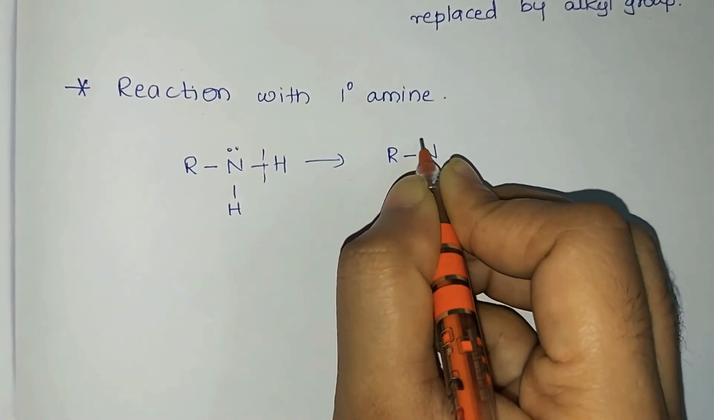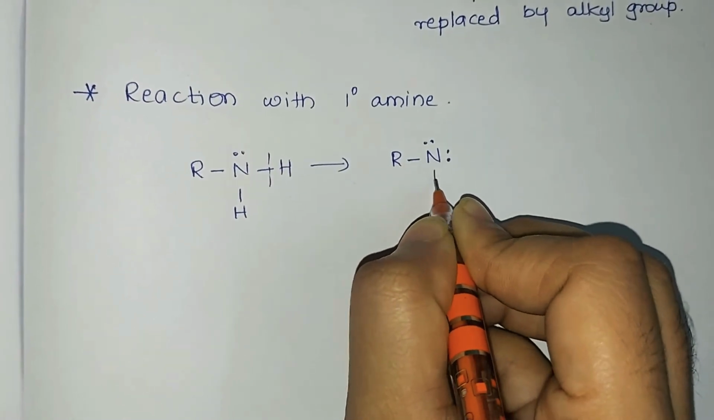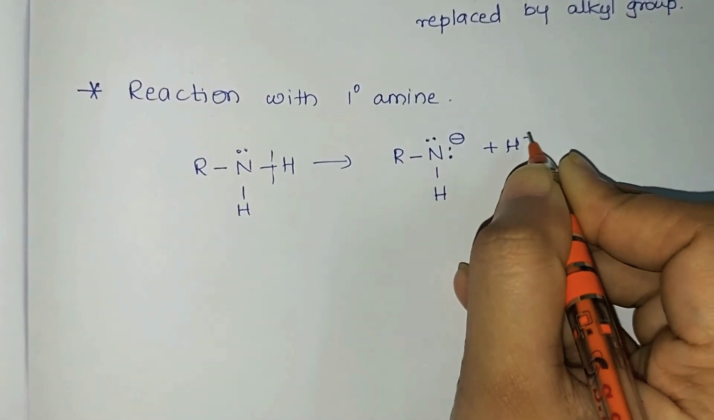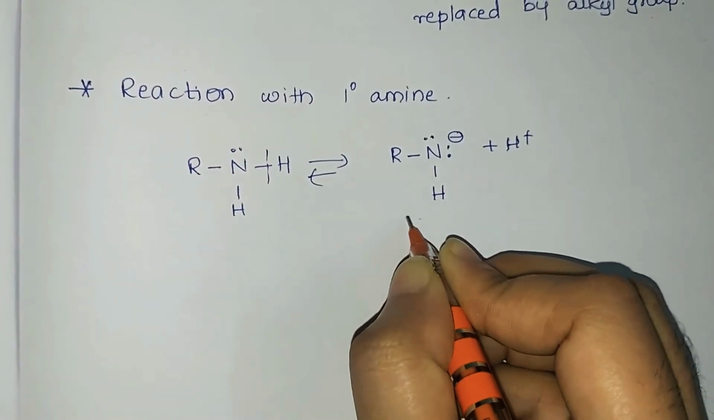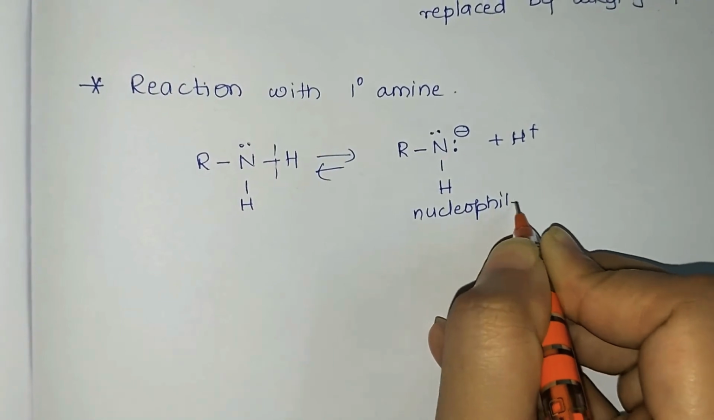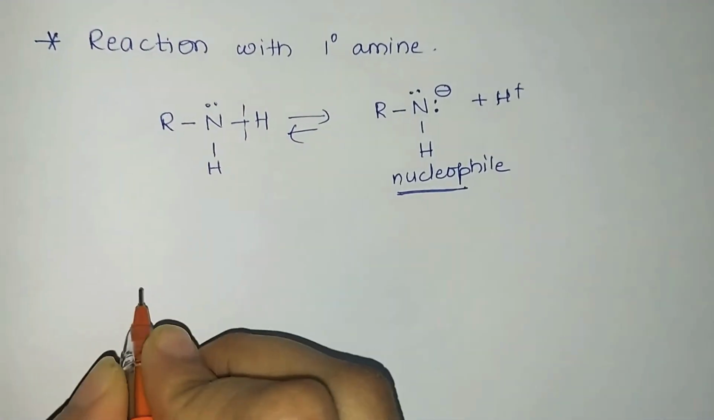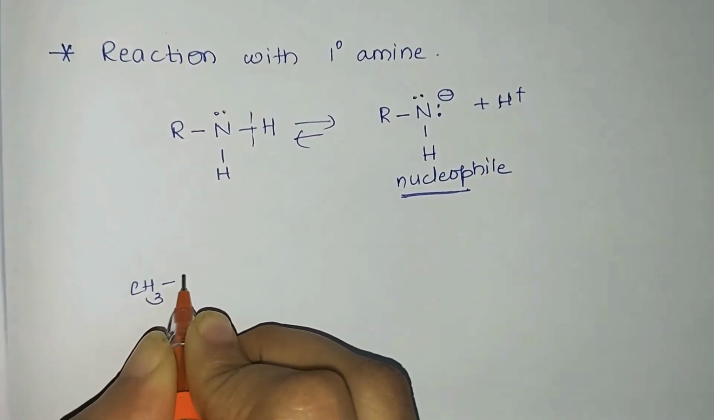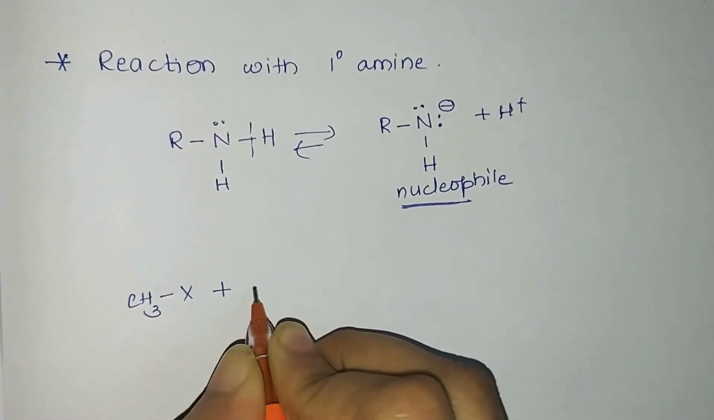Nitrogen has 2 lone pair of electron. It becomes negatively charged, plus of H plus. So which is our nucleophile here? RNH minus becomes our nucleophile. So what will be the reaction considered now? Alkyl halide. So we'll take CH3X. This is our alkyl halide reacting with the primary amine, that is RNH2.